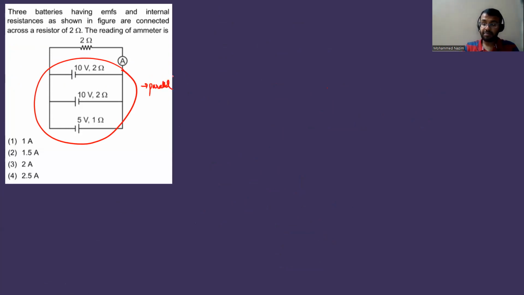These cells are in parallel, but you can see that if you call this EMF E1, internal resistance R1, this cell EMF E2, internal resistance R2, this cell EMF E3, internal resistance R3. You should be very careful that, see, the two cells are having the same polarity, but this third cell is connected with the reverse polarity: positive, negative, but you change the pattern, negative, positive you made. So therefore, in that case, you will take the EMF of the third cell to be negative.